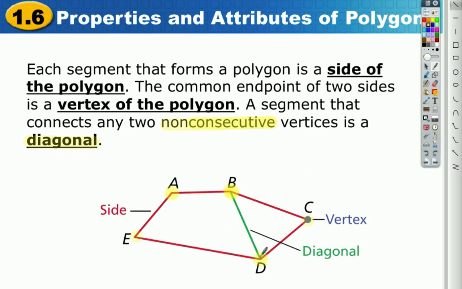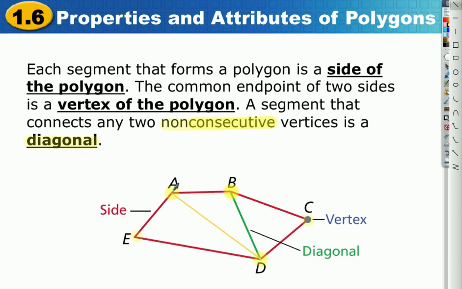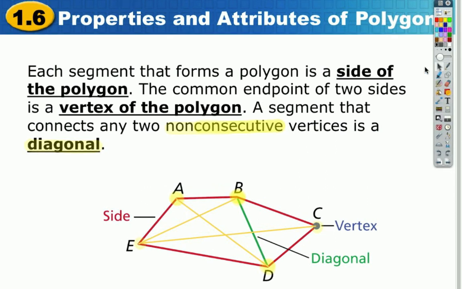from D to A. You could form one from E to B and E to C. But the diagonals are not actually part of the original figure. These are extra items that we will explore and that have different properties and actually do things to the polygon that you may not have realized.